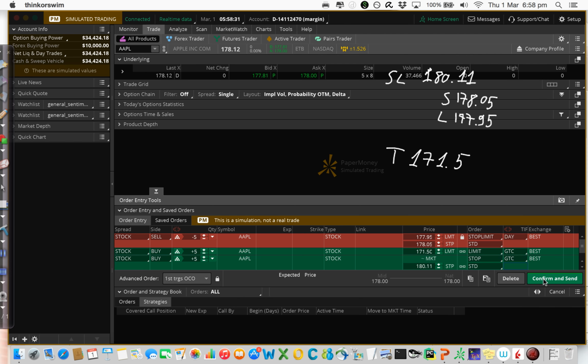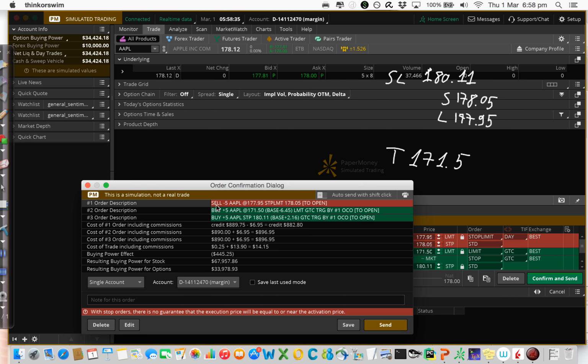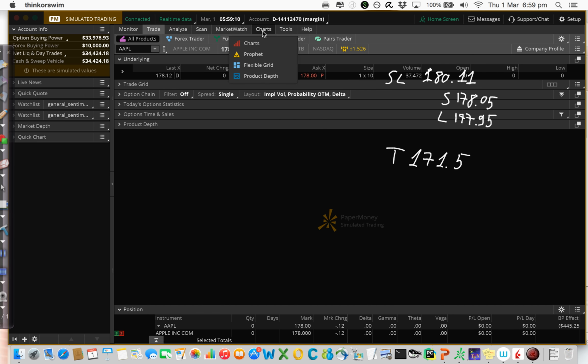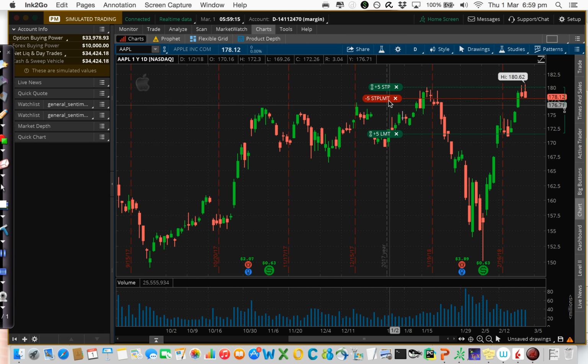And let's check. So we have sell 5 shares, 178.05 is the stop, 177.95 is the limit, so it's okay. This is our target profit, 171.5, buy 5, okay, good till cancel, limit, okay. And finally the stop loss, that is again a buy order, is a stop order, 180.11 and good till cancel. So we just need to send, and now again you will see here you have your entry price, right, your sell order. Here you have your stop loss, and this one is your target profit. Okay, so this is basically how we can insert orders using the Thinkorswim platform.